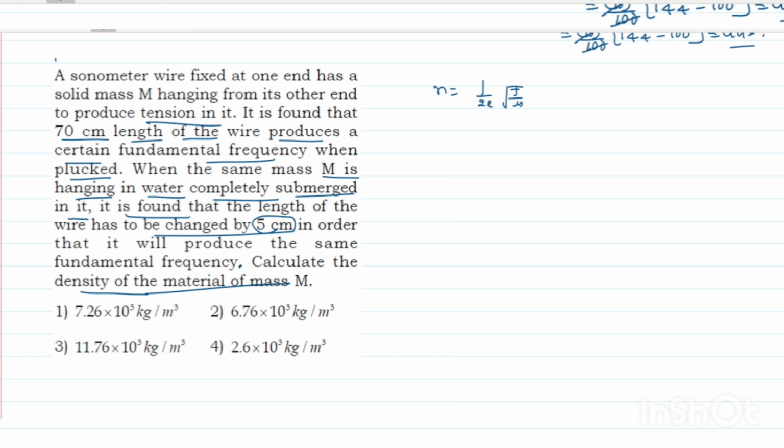It's nothing but L, how it is related to the tensional force, in the sense L is directly proportional to root T, which is nothing but L1 by L2 equals root T1 by T2. Initially you are suspending some mass, that you can take as mg, but later you are suspending it in the liquid. When you are suspending it in the liquid it will experience the buoyancy force, so that you can take as mg into 1 minus density of the liquid by density of the body.